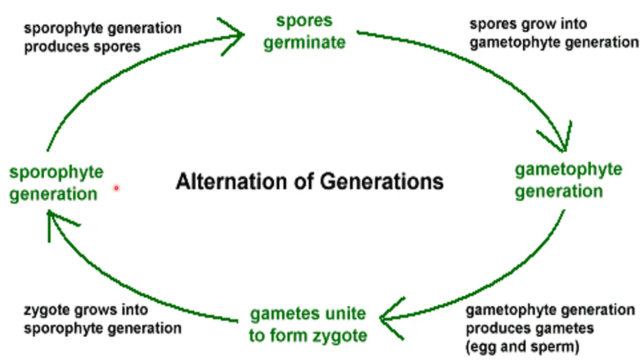So you can say both the haploid and the diploid phase are present in the plant life cycle. Gametophyte produces gametes and sporophyte produces spores. Gametes unite to form the zygote, and the zygote forms the sporophyte.